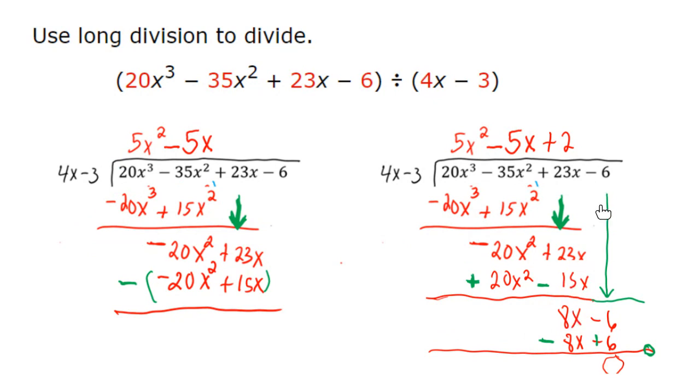We're going to bring down our next term here, which is negative 6. And then we repeat the same cycle. 8x divided by 4x is going to be a 2. So if we multiply it, 2 times 4x is 8x, and 2 times negative 3 is a negative 6. But remember, since we're subtracting, I'm changing the signs for each of these two terms. So we end up with negative 8x plus 6, and then we subtract, so we end up with 0.